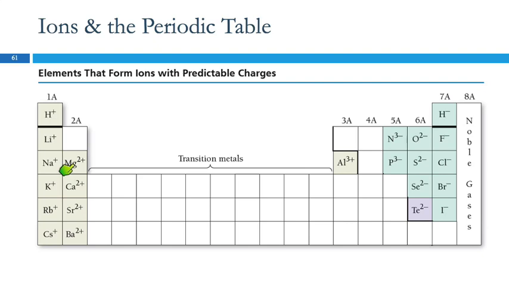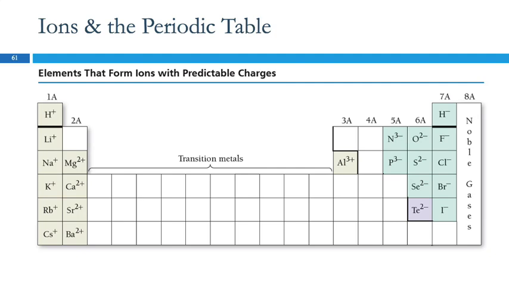Magnesium has a +2 charge because to get to the same number of electrons as neon, it has to lose 2 electrons. Aluminum would lose 3 electrons. Now, why doesn't this do that? Well, this would have to lose 4 electrons, and that's just a little too much.